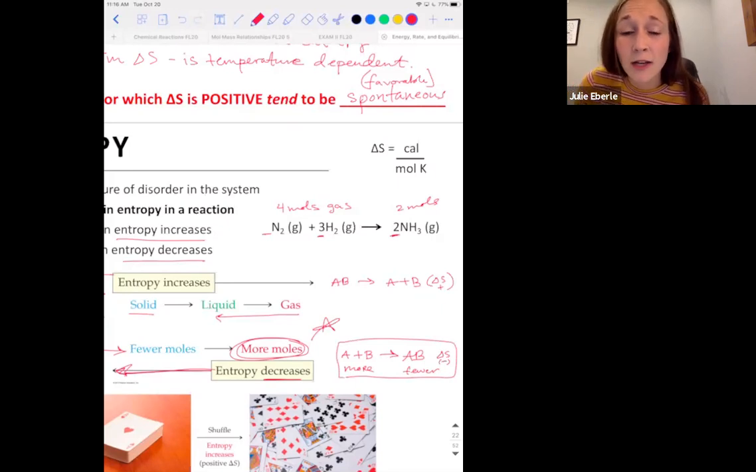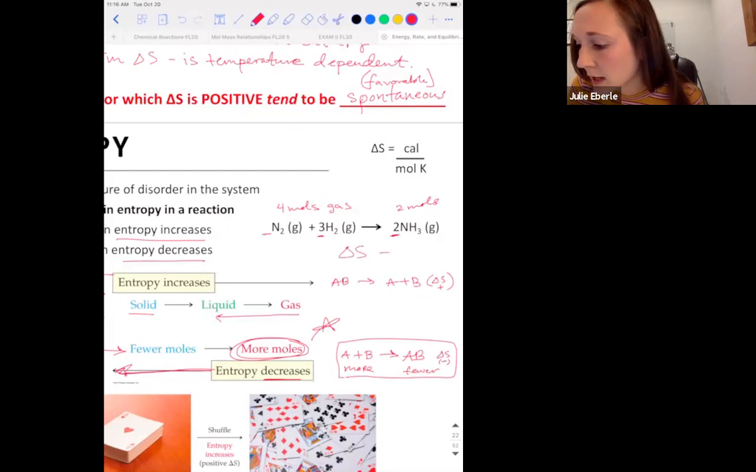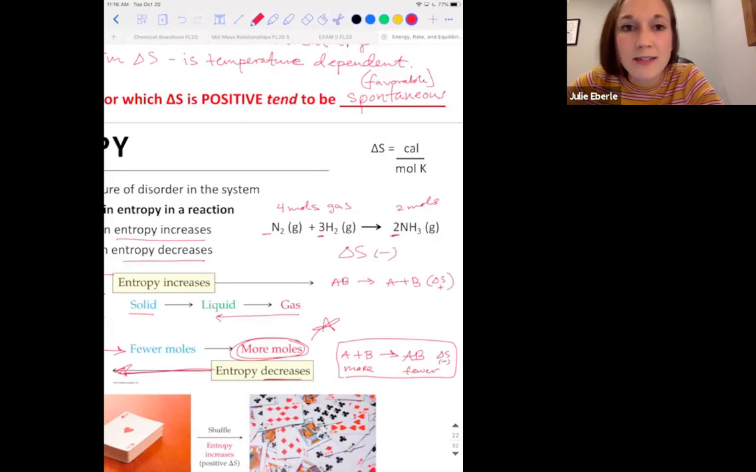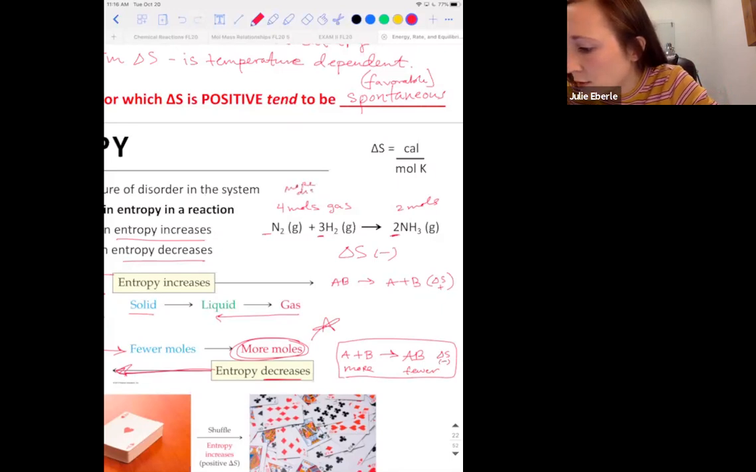Okay, so we said for combination reactions, delta S is negative. So here, delta S would be negative. We're going from more moles to fewer moles, so entropy is decreasing. You're becoming more ordered. So this side has more disorder, and this side has less disorder. All right. Questions on how we just did that?